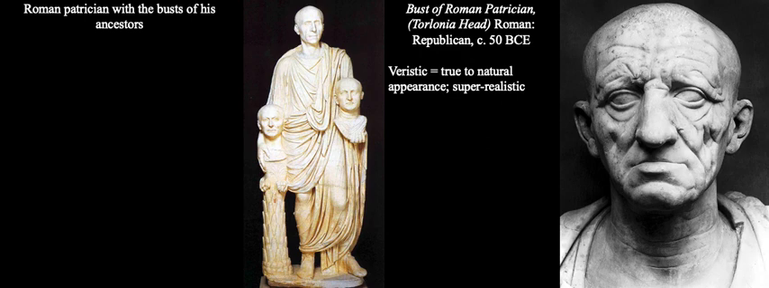There's something else that's really common within the Roman world that maybe doesn't exist in the same way in the Greek world, and that is the idea of verism. Verism is a blatant adherence to visual truth, even if it's not flattering. And this bust of a Roman patrician, which is sometimes called the Torlonia head, is a great example of that.